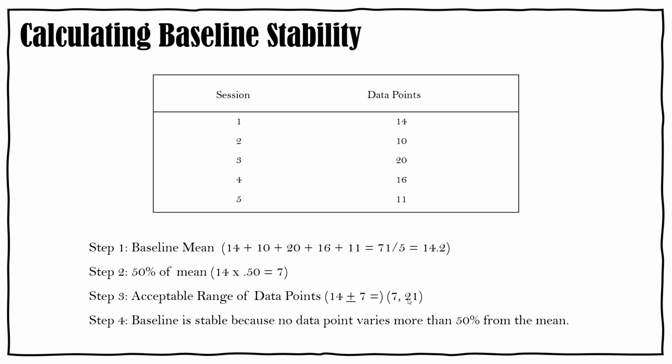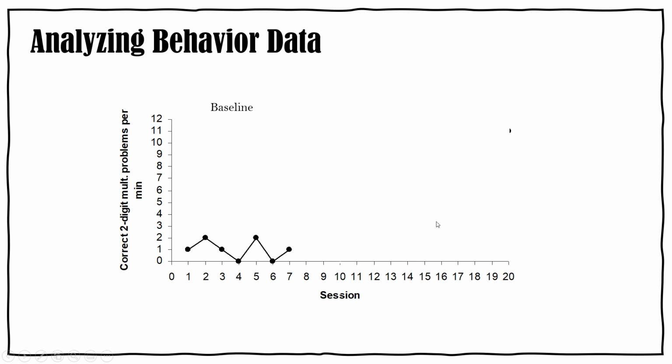If our data points go outside those ranges, then we would typically say that we have too much variability, and we want to continue to run our baseline phase until our data points fit into that range of 7 to 21. And we can see in here that all of our data points are in between that 7 to 21. So we would say, for these data, our baseline is stable, and we would be able to implement our intervention. Okay, let's do that with these data.